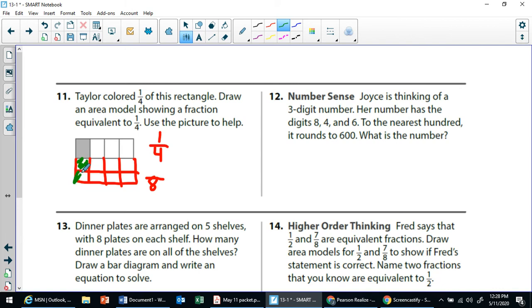Let's shade in 2 pieces. That matches. Those are equivalent fractions. 1/4 and 2/8 are equivalent. Let's move on to number 12.